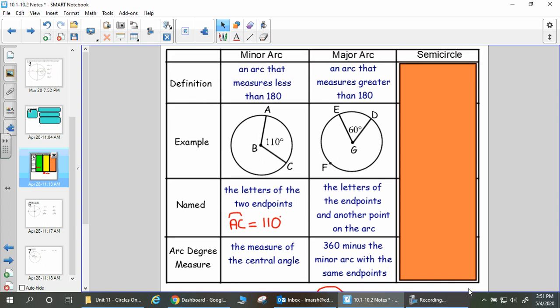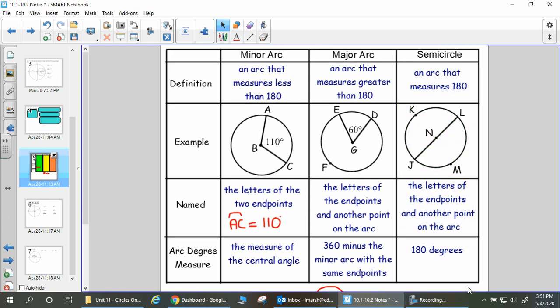And that leaves us with a semicircle. A semicircle is exactly 180 degrees. If you look at the picture, a semicircle is going to be made using a diameter. So anytime you have a diameter going through that center point, you actually are getting 2 semicircles. Each one is 180 degrees. Like a major arc, you're going to use the endpoints and you're going to put another letter in the middle.